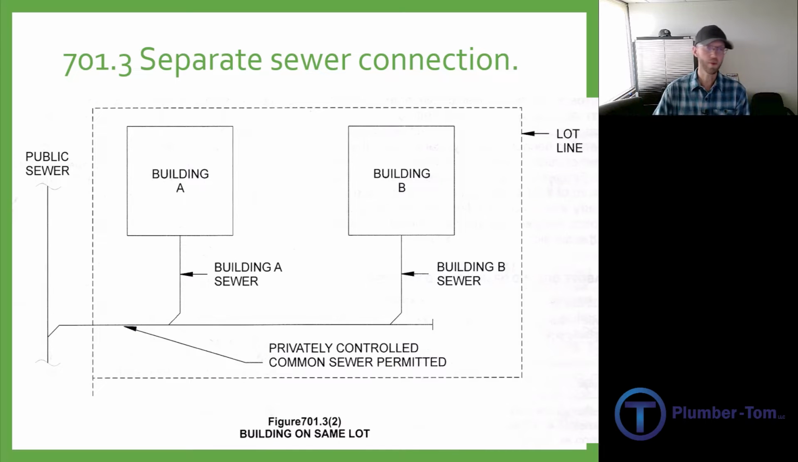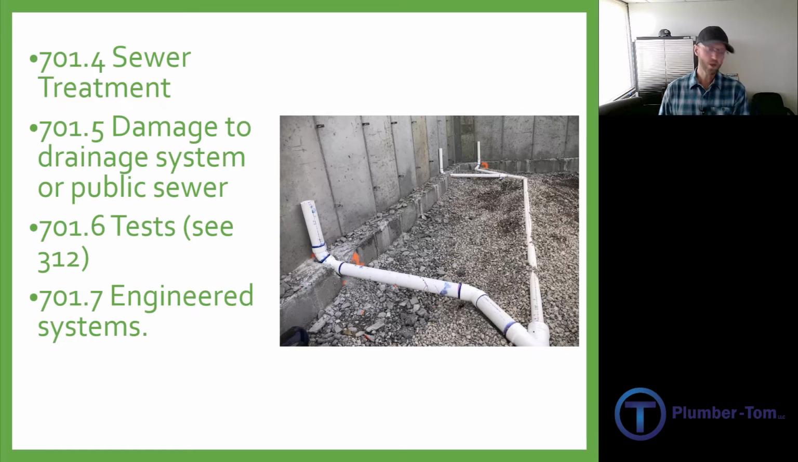Now, what if you have more than one building on one property? Well, because both of those are on the same property, you can have one sewer connection to the public and multiple connections within the property, because obviously the owner is going to be responsible for any of the buildings that are on that property.